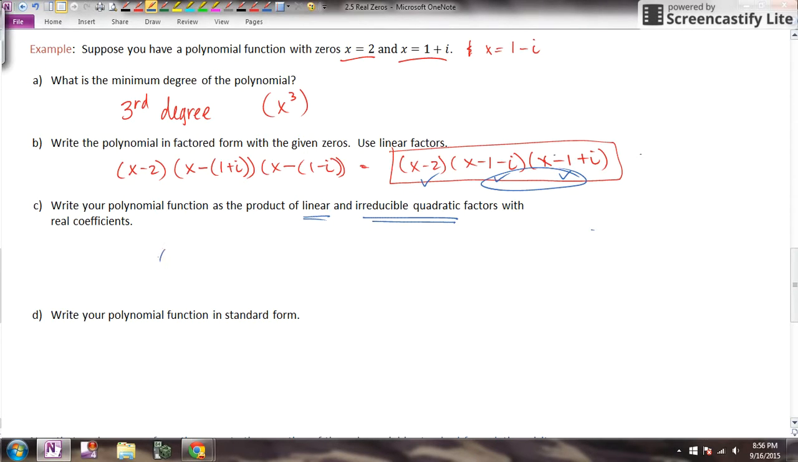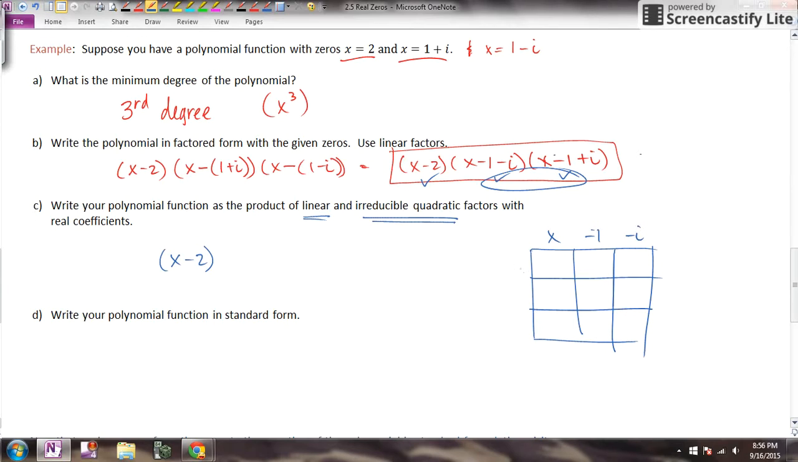I would say, well, one factor is x minus 2. Everybody likes that. But this other one, I got to FOIL this out a little bit. So here again, I'll do my box. It's a trinomial with a trinomial. So I have x, negative 1, negative i. I have x, negative 1, positive i.